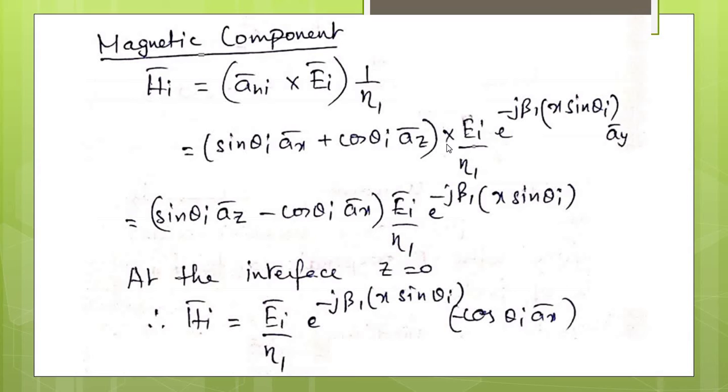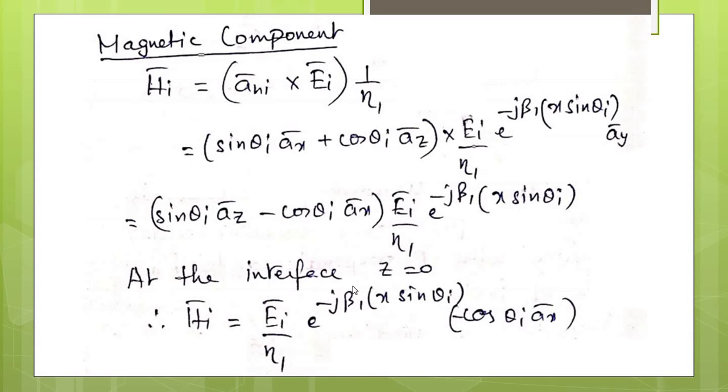So here we need to find the cross product. While doing the cross product, we have to take the cross product of a_x and a_y, a_z and a_y. If you take it in the cyclic order, that is x, y and z, we get the terms in the positive direction. If we take the reverse order, we get negative values. So here a_x cross a_y is a_z, a_z cross a_y is minus a_x. Okay, so we get this term: sin theta_i a_z minus cos theta_i a_x into E_i by eta_1 e power minus j beta_1 x sin theta_i.